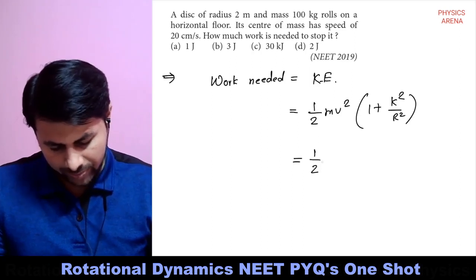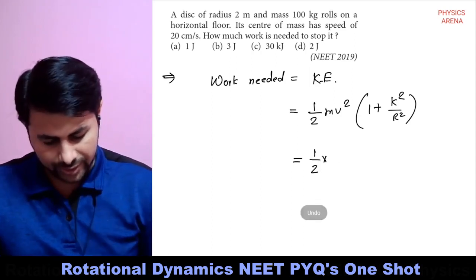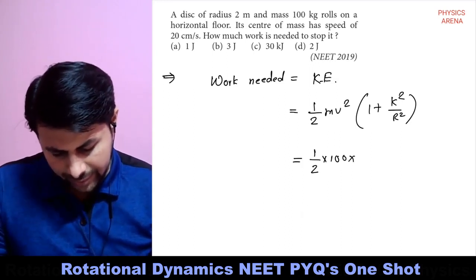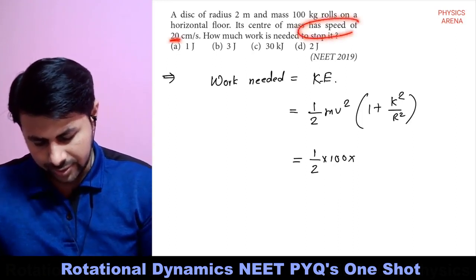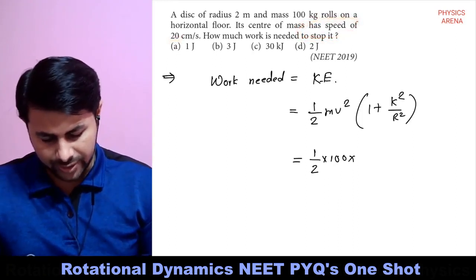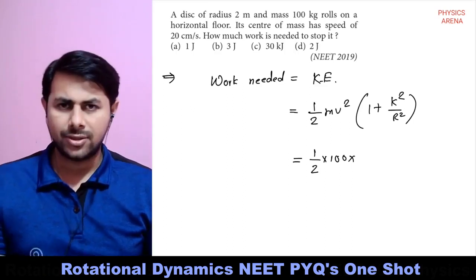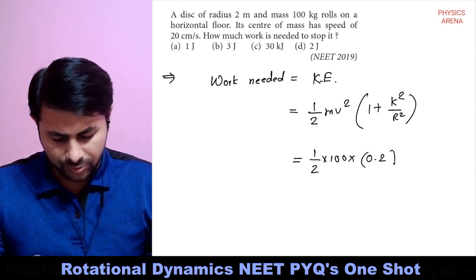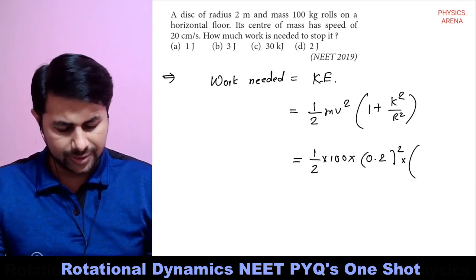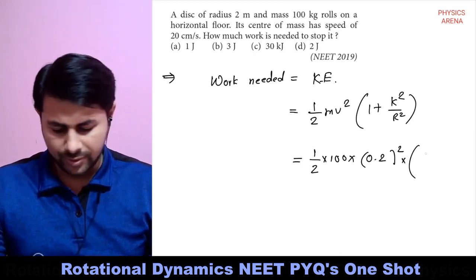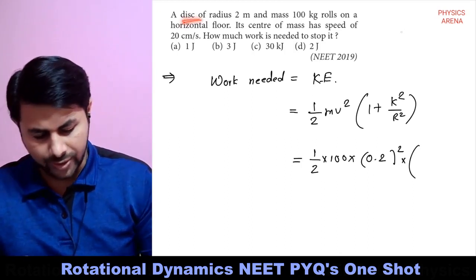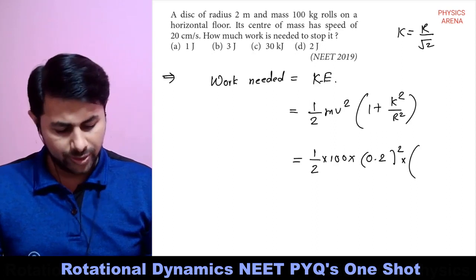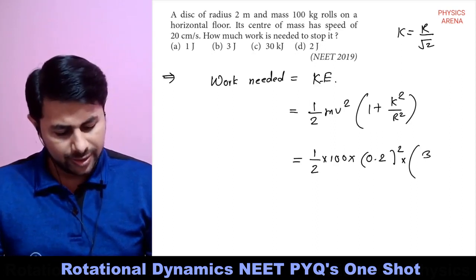So it is half of mass, which is 100, sorry. Mass is 100, radius is 2, and the speed is 20 centimeters per second. So let's convert this to meters per second. It is 0.2 meters per second. So 0.2 square multiplied by 1 plus k square by r square. Because it's a disk, k is equal to r upon root 2, so k square by r square is 1 by 2. So 1 plus k square by r square is 3 by 2.